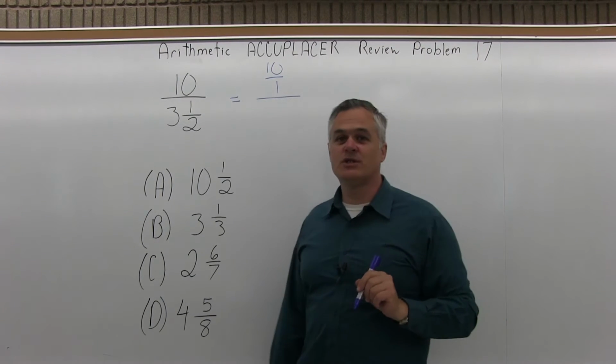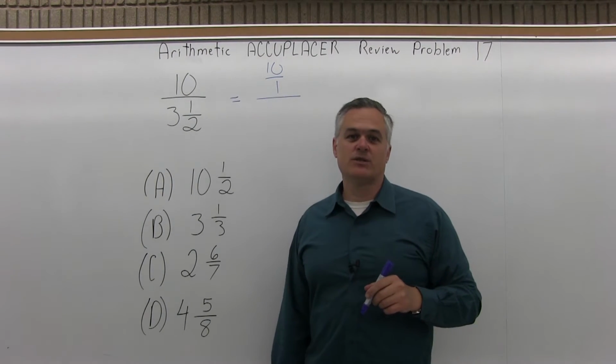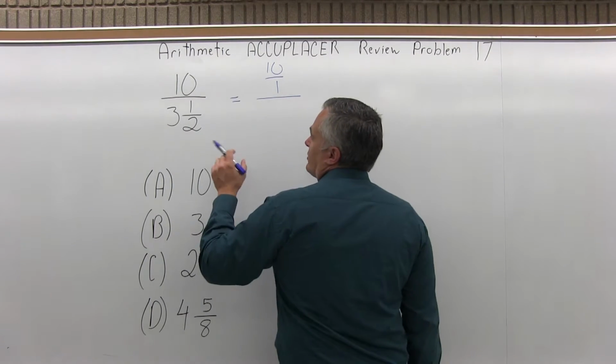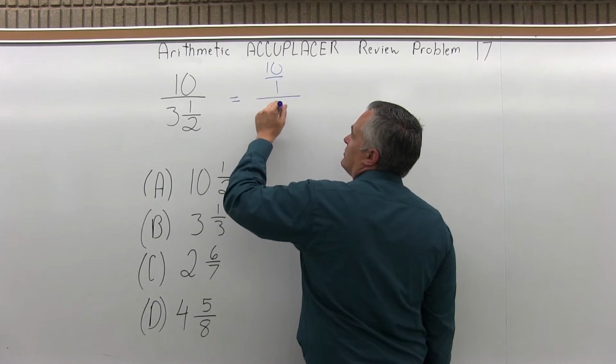The 10 is a little bit easier to deal with. 10 can be written as 10 over 1. So now it has a numerator and a denominator, or top and bottom if you prefer. The 3.5 I'm going to convert into 7 halves.